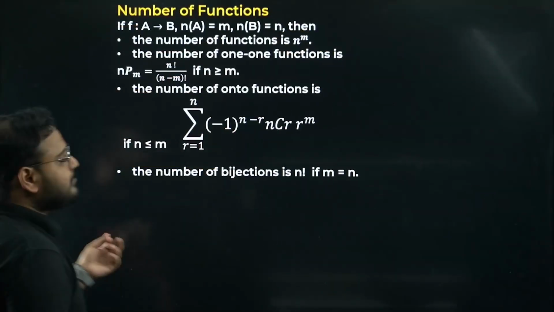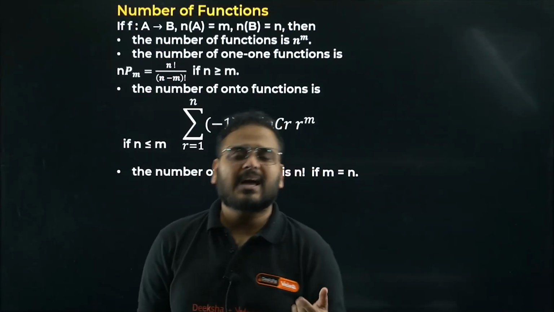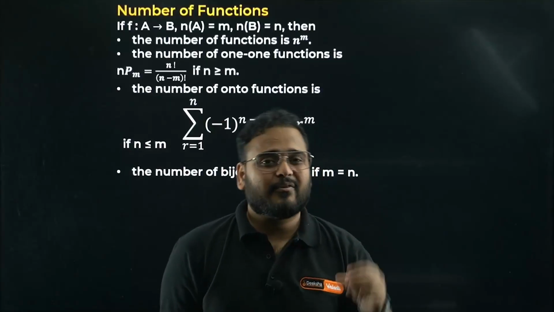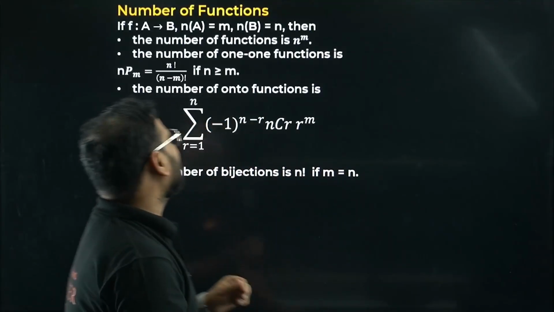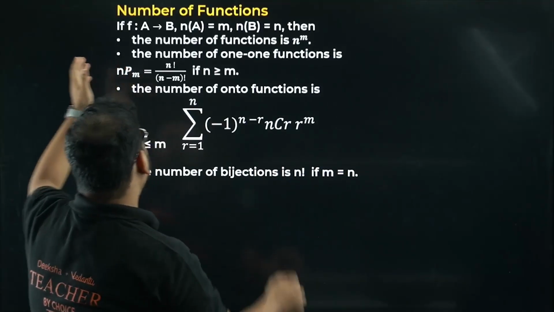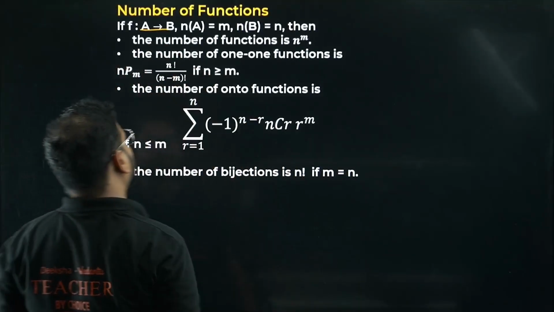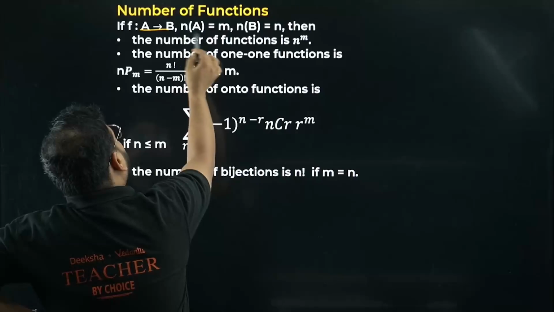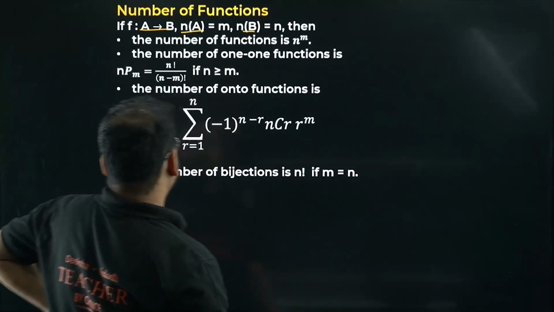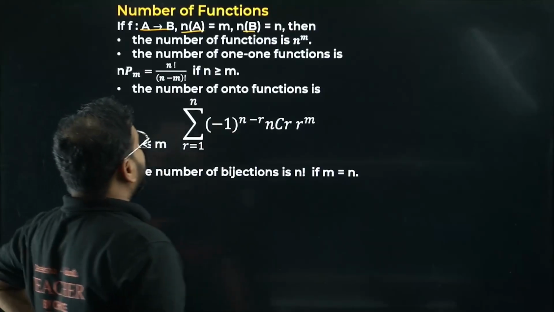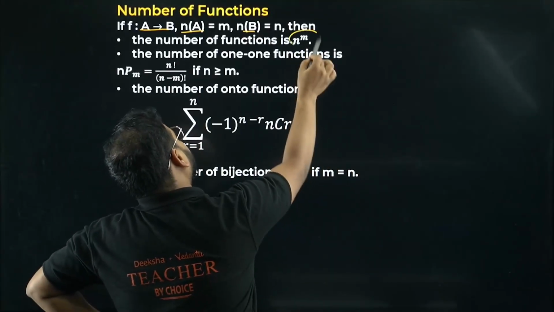Before that, I have some points to explain, because sometimes they ask questions on this as well. Number of functions, number of injections, number of bijections. Whenever you have a function defined from A to B, A is the domain and B is the codomain. The number of elements of A is m and the number of elements in B is n. Then the number of functions will be given by n to the power m.